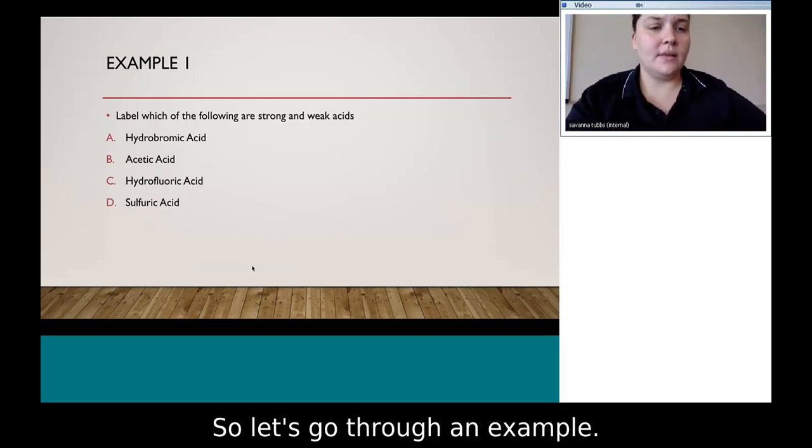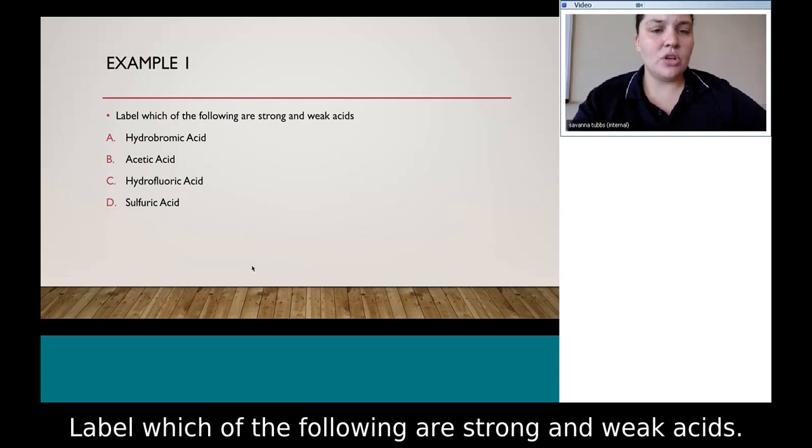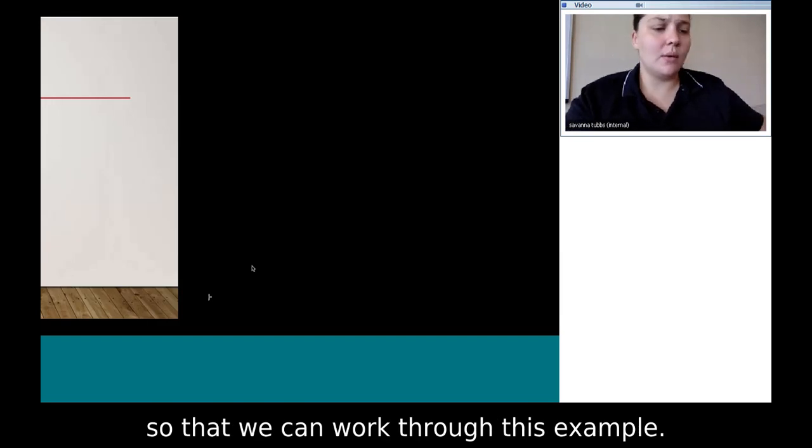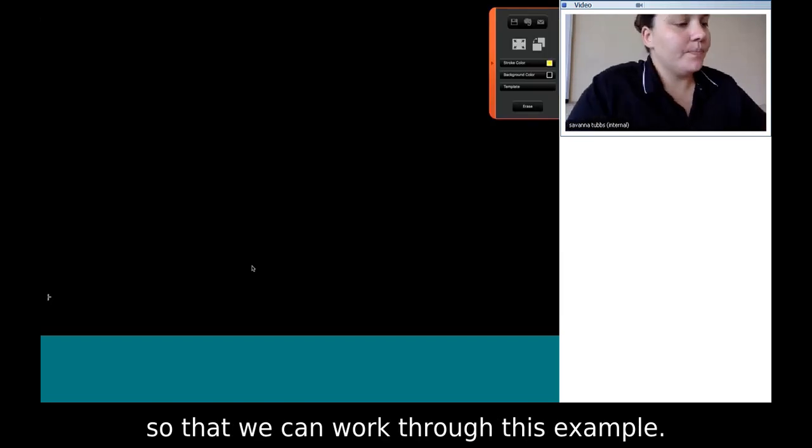So let's go through an example. Label which of the following are strong and weak acids. I'm going to move over to our boogie board so that we can work through this example.